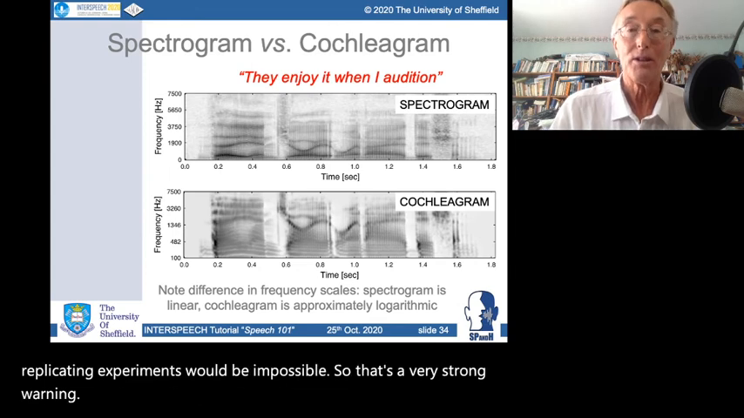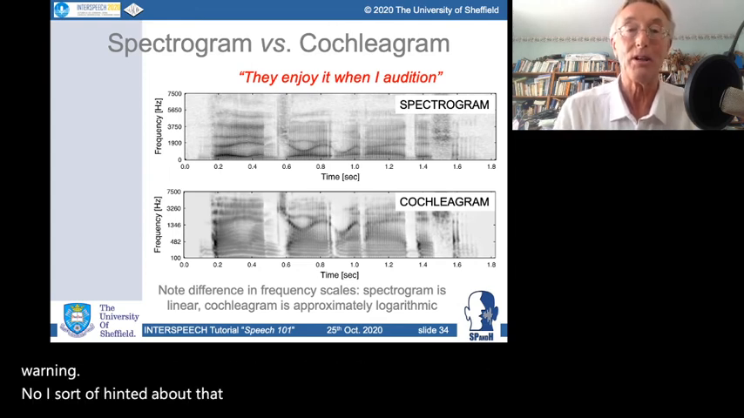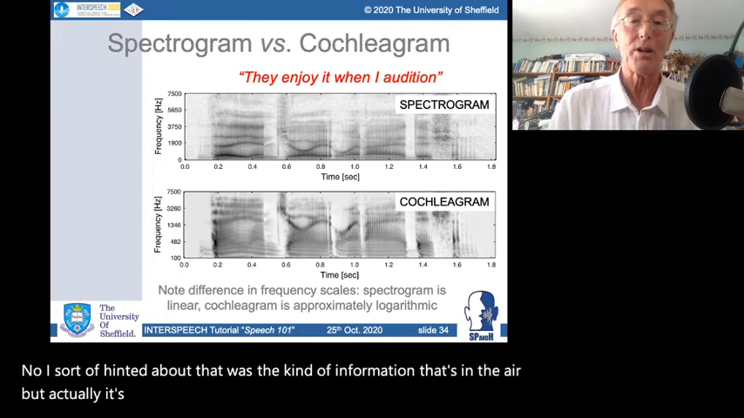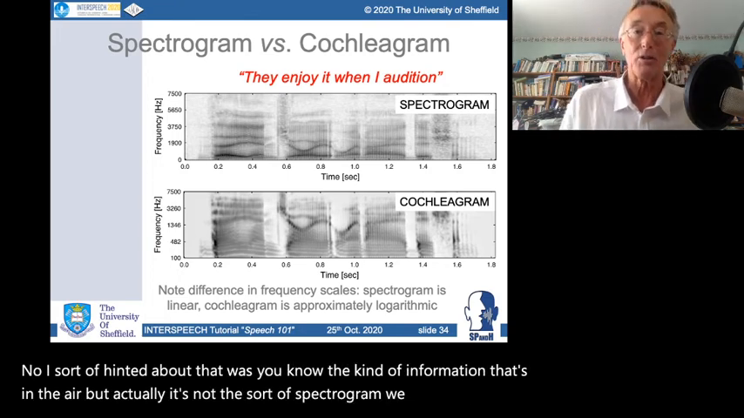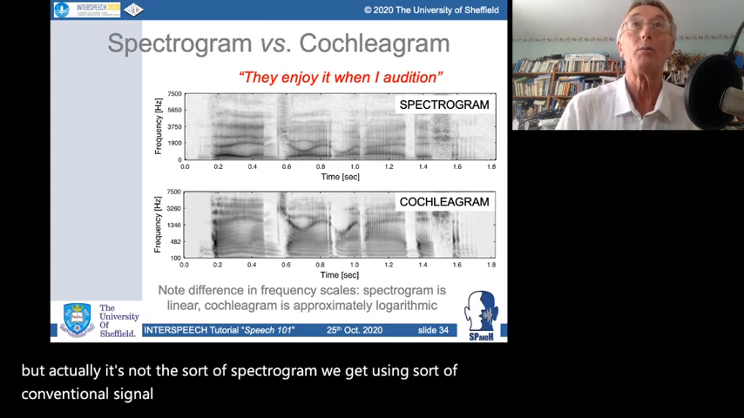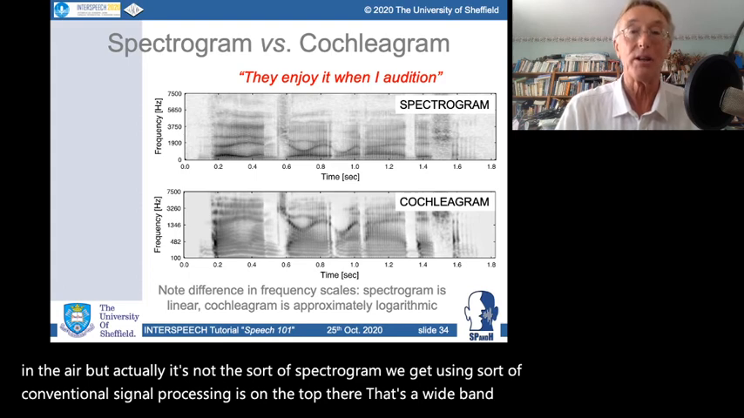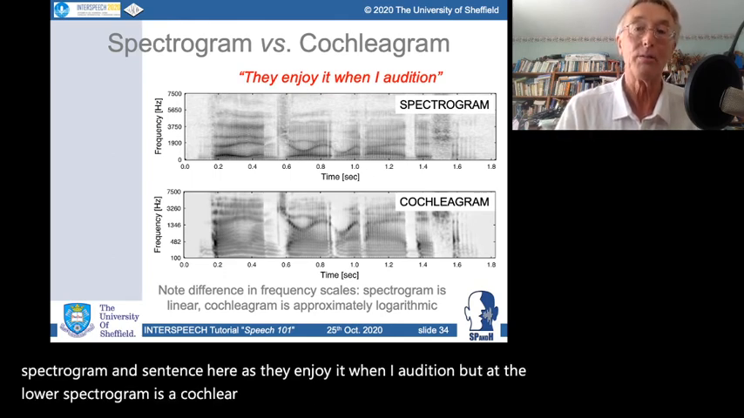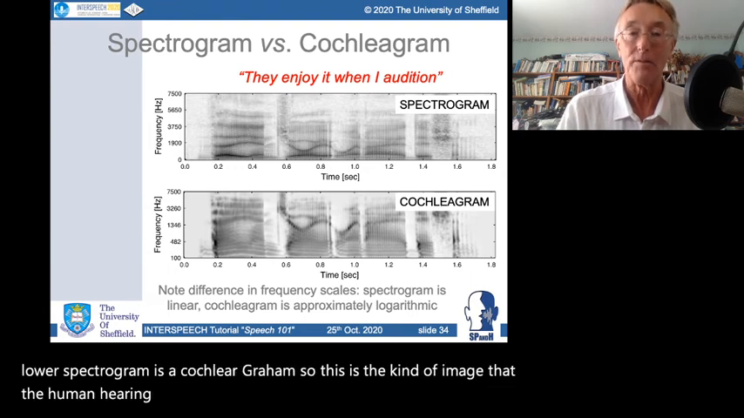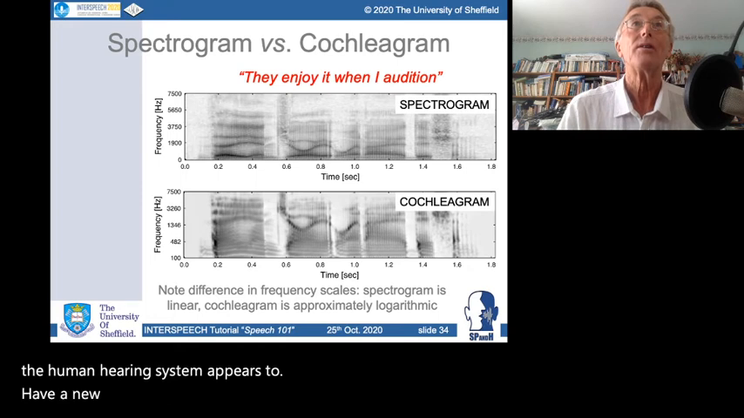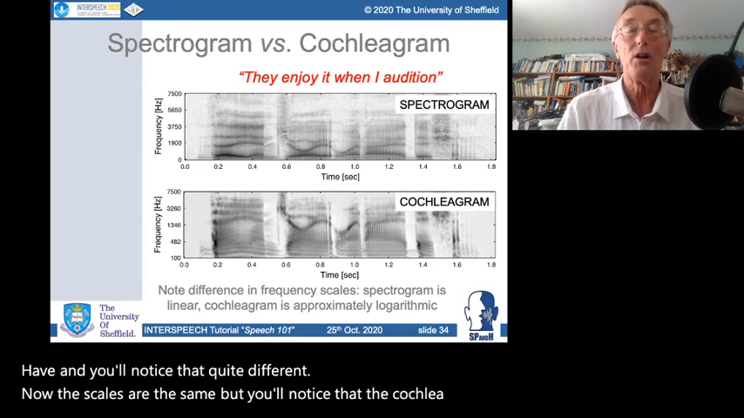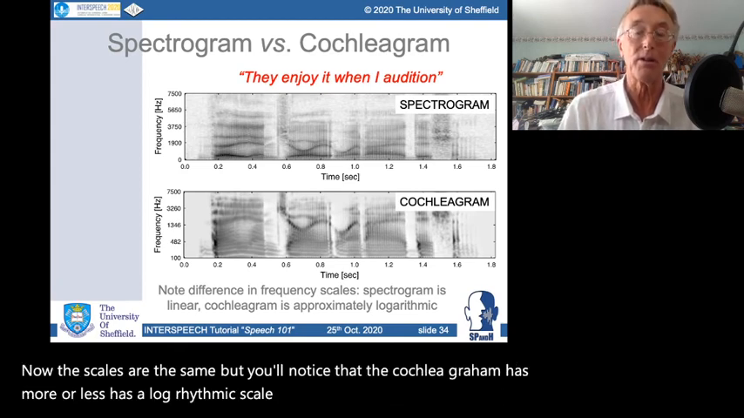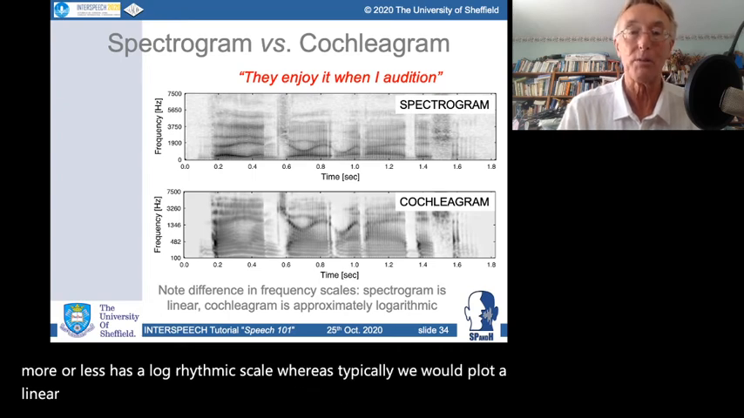Now, I hinted about the kind of information that's in the ear, but actually it's not. The sort of spectrogram we get using conventional signal processing is on the top there. That's a wideband spectrogram. And the sentence here is, "they enjoy it when I audition." But the lower spectrogram is a cochleogram. So this is the kind of image that the human hearing system appears to have. And you'll notice they're quite different. Now, the scales are the same, but you'll notice that the cochleogram has more or less a logarithmic scale, whereas typically we would plot a linear scale in just computing a spectrogram.